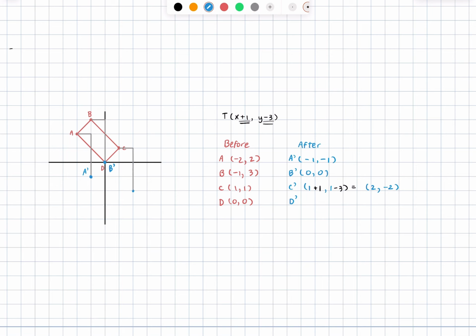So personally, I prefer doing the points first on the table because it makes it neat and organized. So 0 plus 1, that's 1, comma, 0 minus 3, that's negative 3. So 1, negative 3. This is my new D value, D prime. Oh, sorry, I plotted on 0. Sorry about that. I'm going to connect my 4 points.